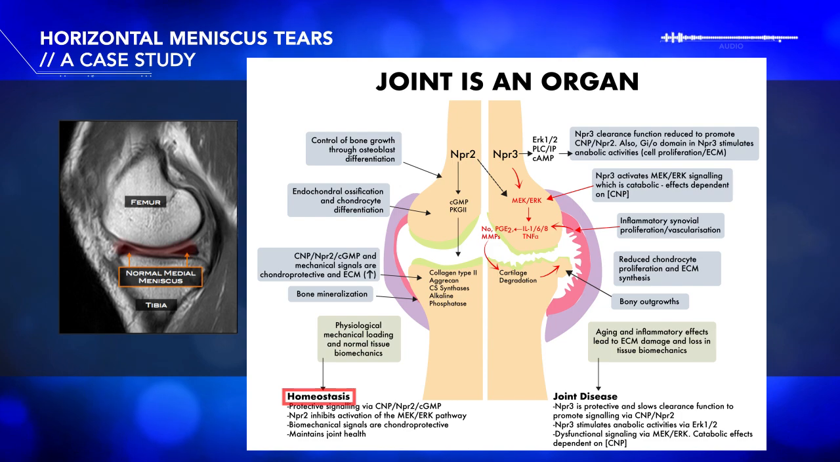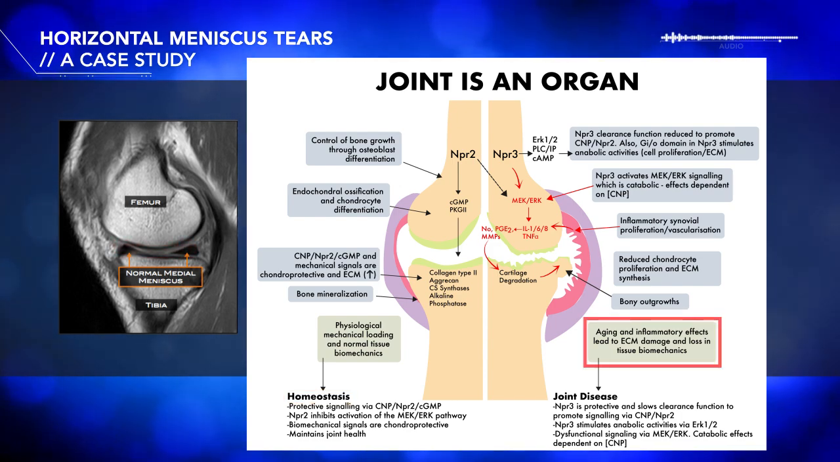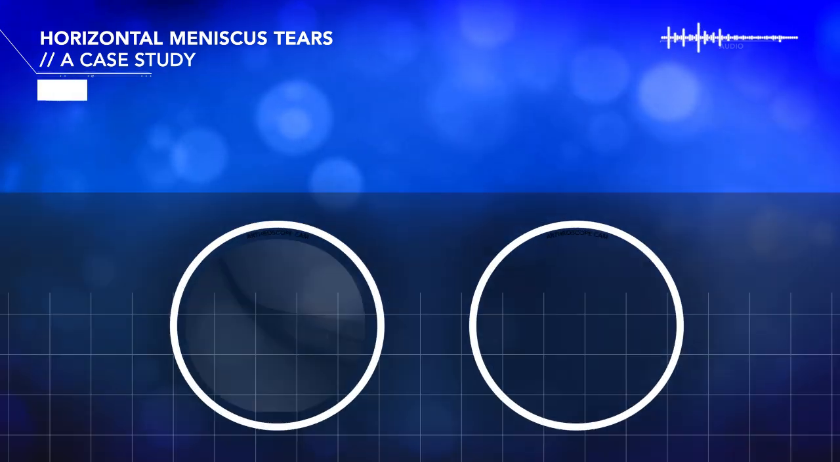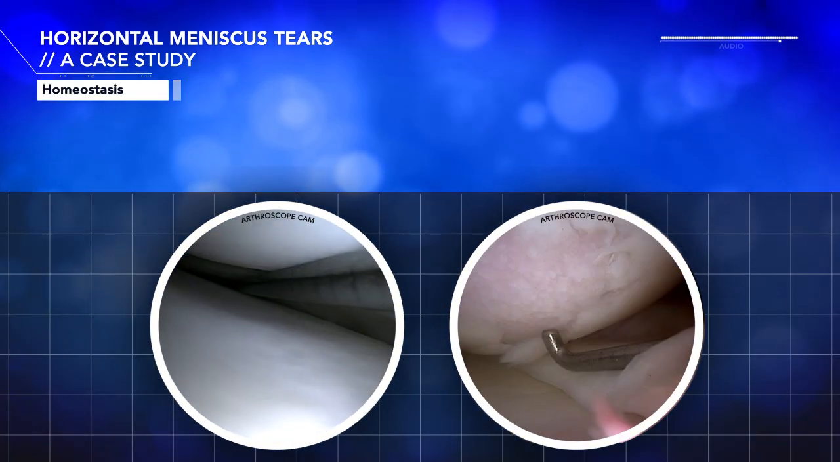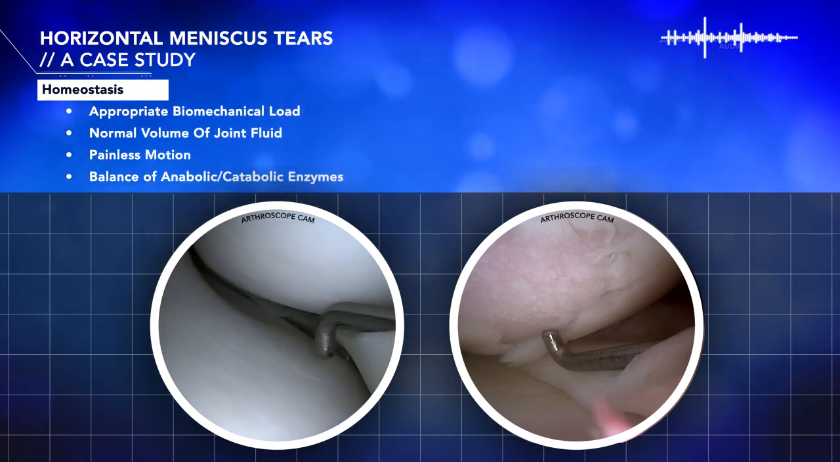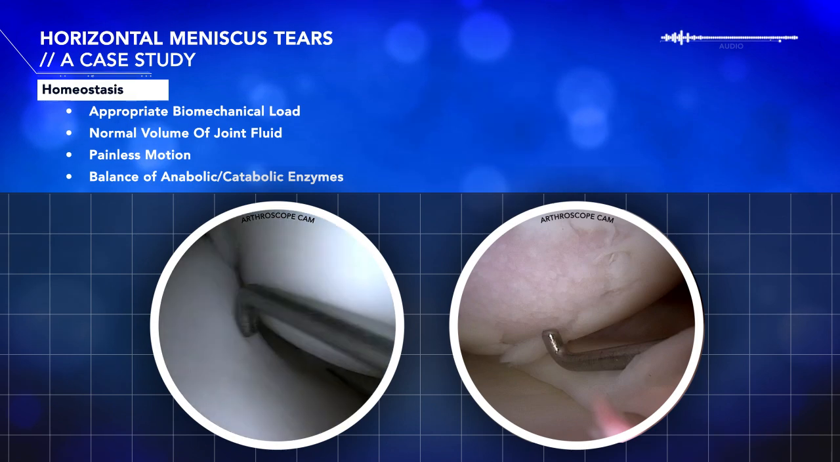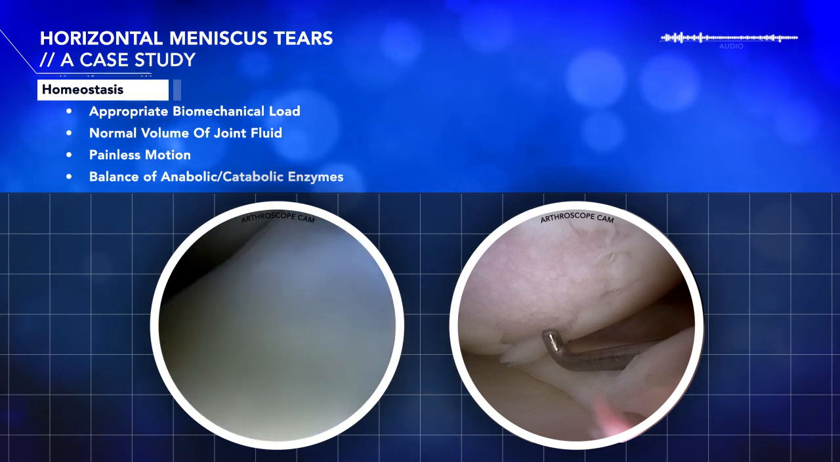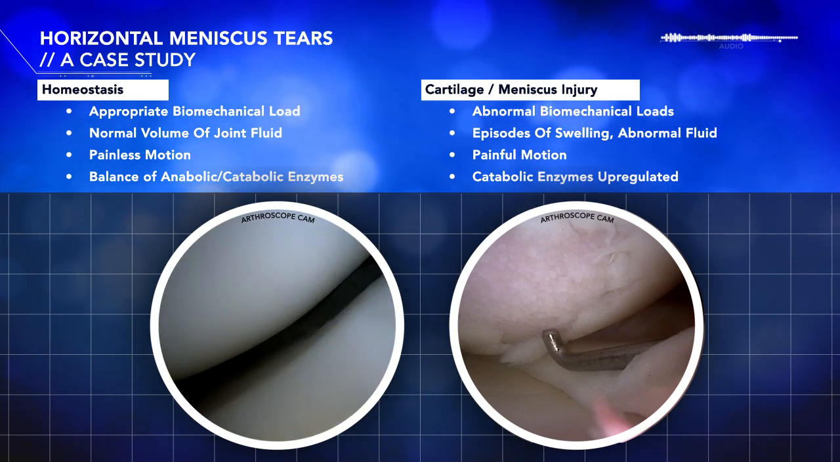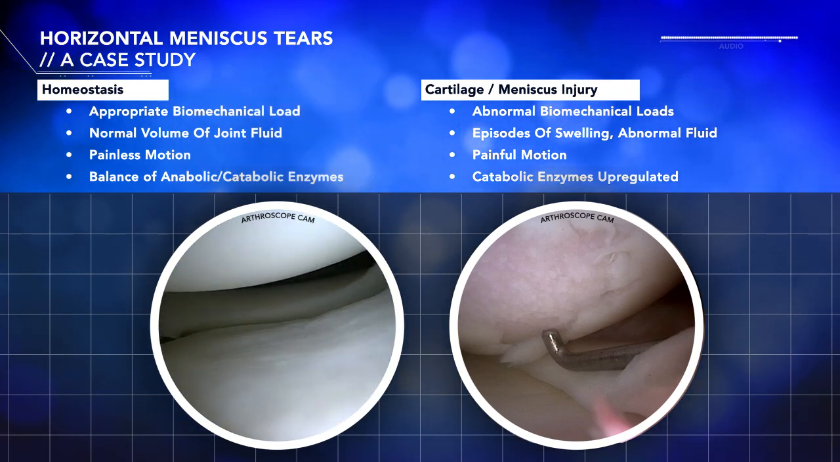If there's an injury to your meniscus or loss of your meniscus, the forces are no longer balanced, and you can have breakdown of the knee, which ultimately leads to joint disease and arthritis. When we look inside of normal knees, there are obvious signs of normal, appropriate loads across the knee joint. The cartilage is the end of the bones that you can see. The meniscus is to our right, and this allows for normal volume of joint fluid, painless motion, and a balance of these enzymes, as we were alluding to.